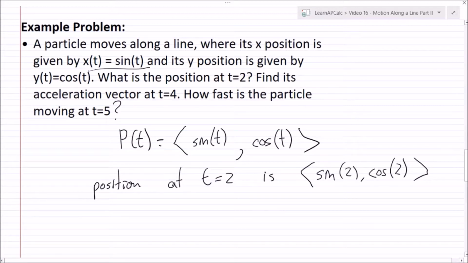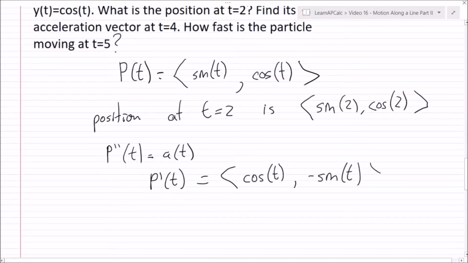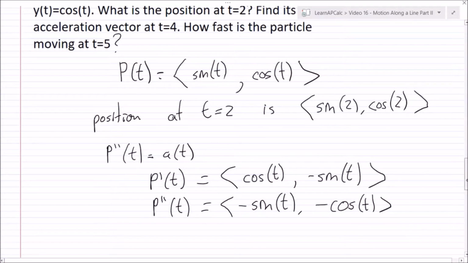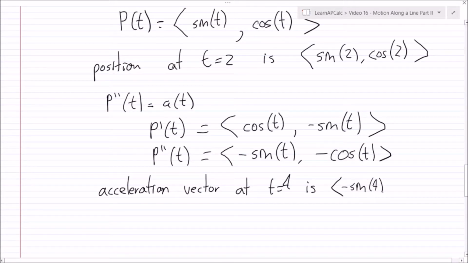Okay, find the acceleration vector at t equals 4. Now remember, my acceleration is the second derivative of position. So we have to take two derivatives here, so p prime of t is going to be like so, and p double prime of t looks like this. Alright, so to find the acceleration vector at t equals 4, we just plug in 4. And so my acceleration vector at t equals 4 is, and again my brackets, negative sine of 4, comma negative cosine 4.